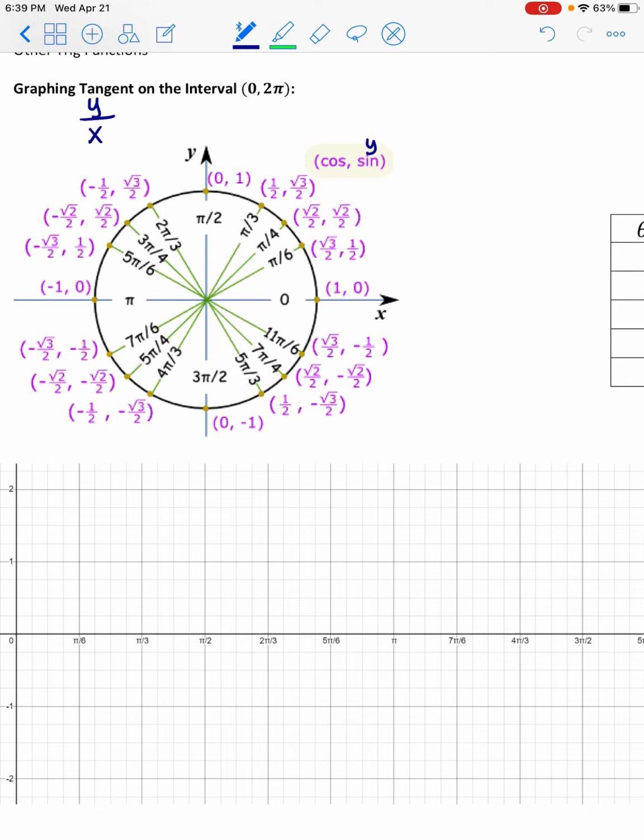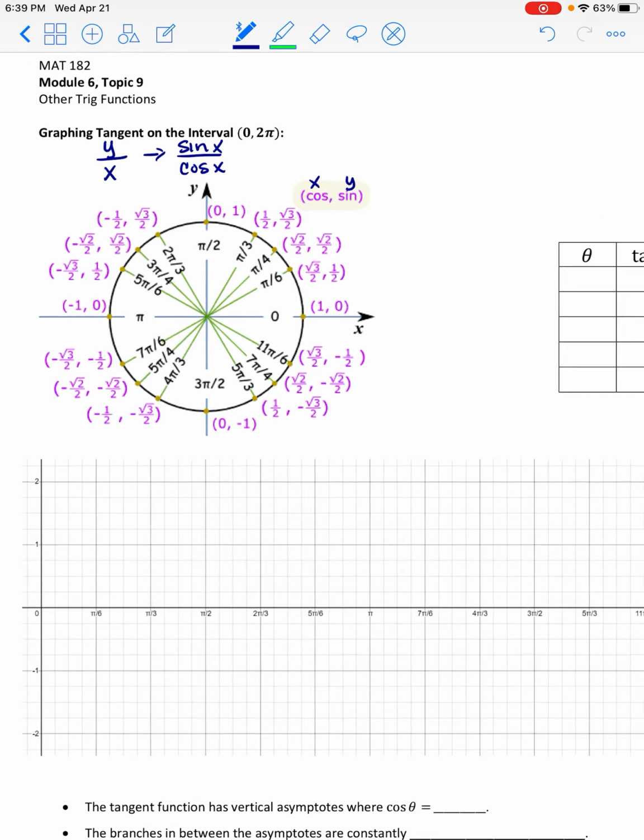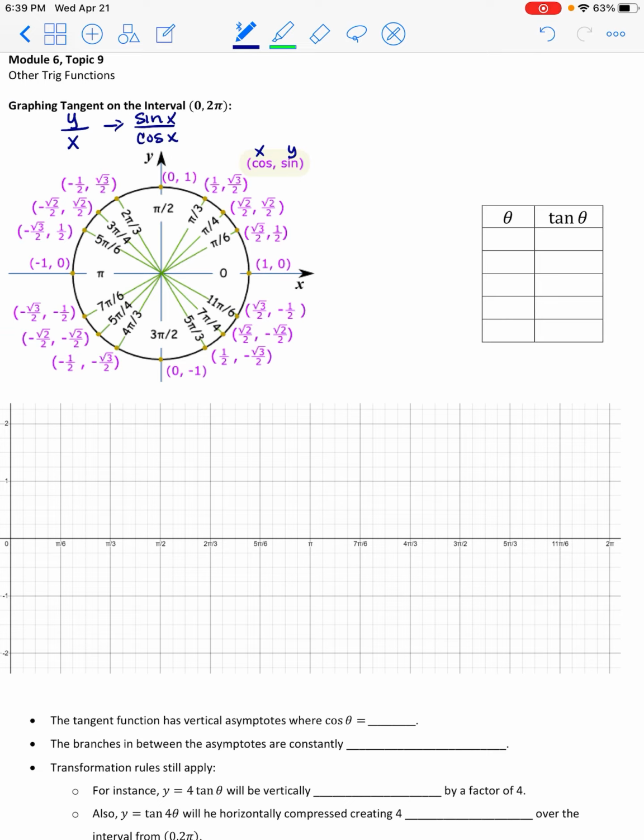Well, the y value is our sine. The x value is our cosine. So really, we should be thinking about the tangent as the sine of x divided by the cosine of x. Okay, so it's sine over cosine. Now again, we're going to be using the unit circle, so if we just want to think y over x, that's fine. And really, we're going to use thetas. So let's say sine of theta over cosine of theta.